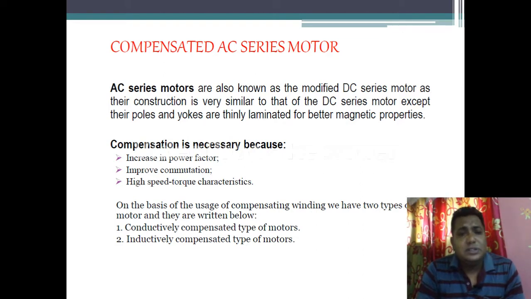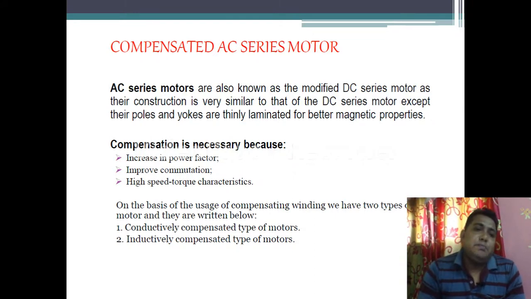AC series motors are also known as modified DC series motors, as their construction is very similar to that of the DC series motor, except their poles and yokes are thinly laminated for better magnetic properties. So lamination is done for reducing the eddy current loss and hysteresis loss. Okay, compensation is necessary because it increases the power factor, improves commutation, and high speed torque characteristics.